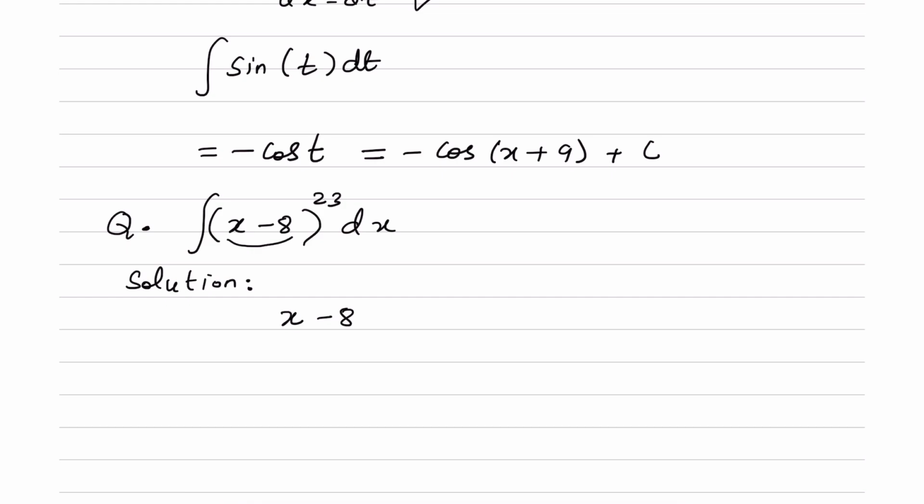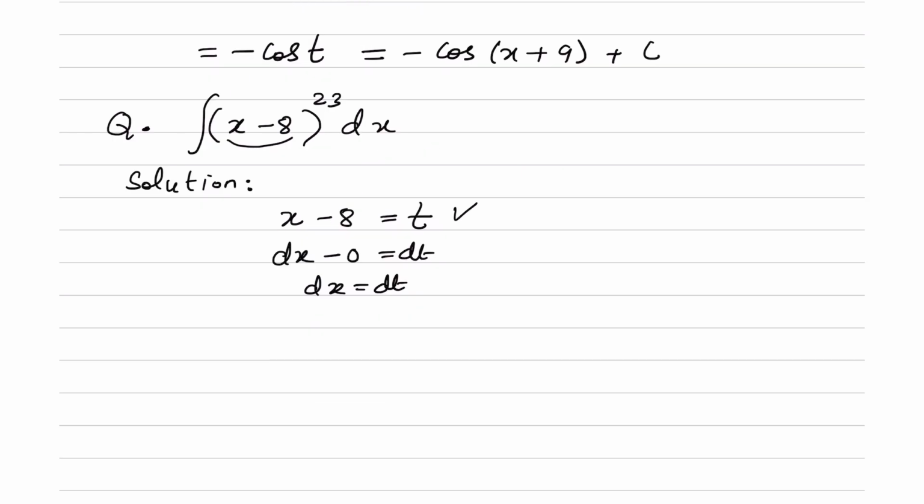But before that, we have to see that the x minus 8 derivative must be here. The derivative of x minus 8 is 1, because the derivative of x is 1 and the derivative of 8, which is a constant, is 0. So we are going to put x minus 8 equal to t, its differential dx minus 0 is dt. dx is equal to dt.